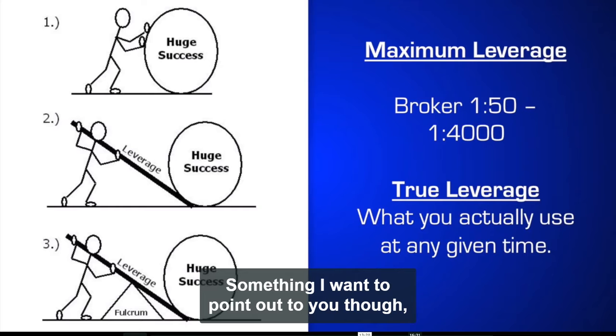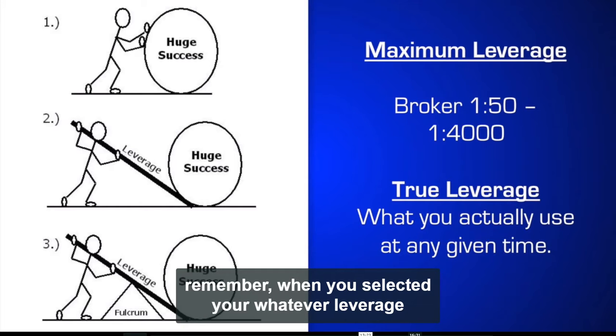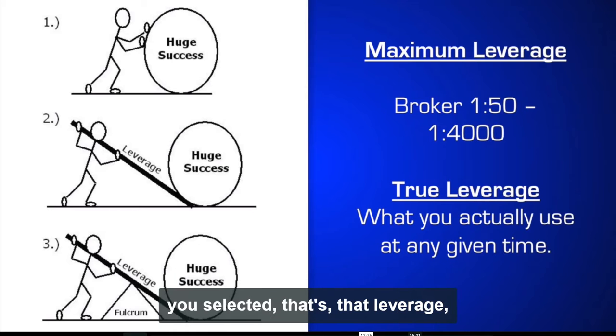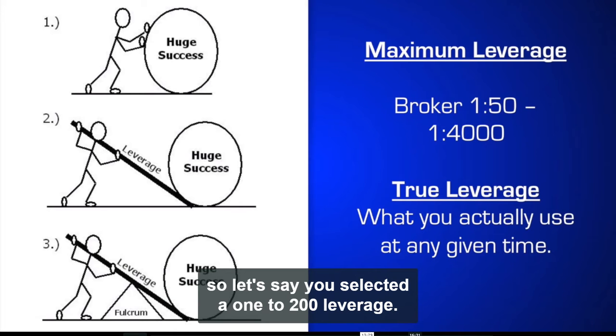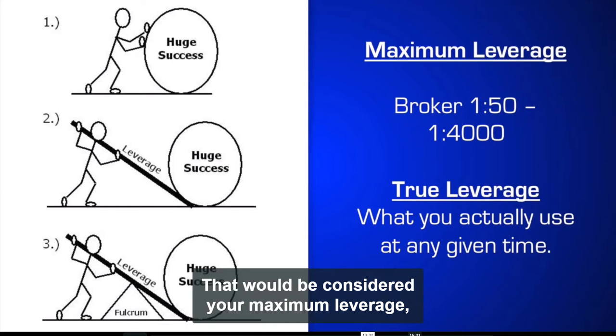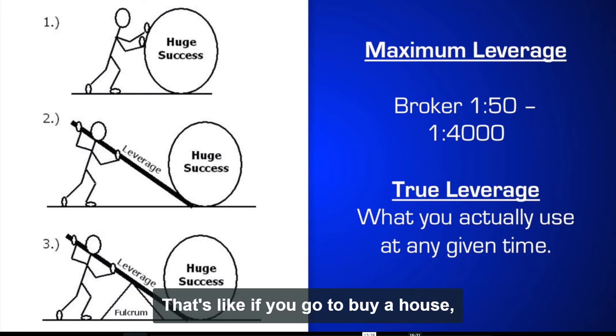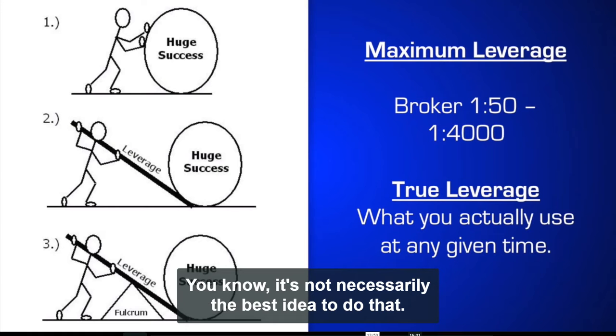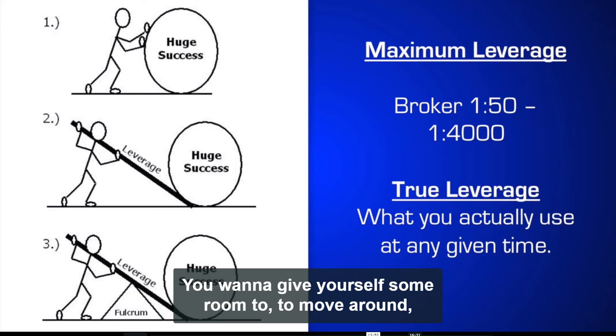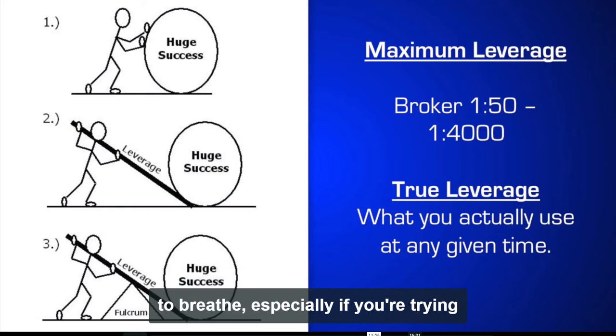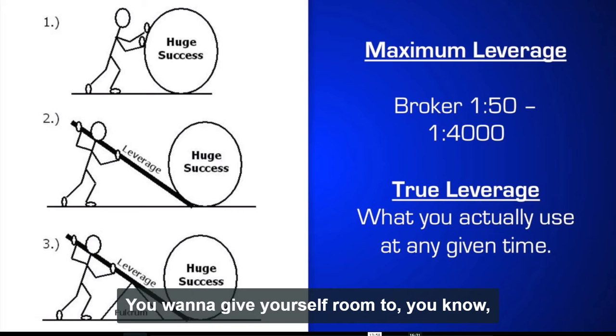Something I want to point out to you though. Remember, whatever leverage you selected, let's say a 1 to 200 leverage, that would be considered your maximum leverage, meaning that is the most you can take out. That's like if you go to buy a house and you give them $50,000, they loan you $300,000. It's not very wise to use all $300,000. It's not necessarily the best idea to do that. You want to give yourself some room to move around, to breathe. Especially if you're trying to renovate the house, you want to give yourself room for renovation expenses and whatnot.